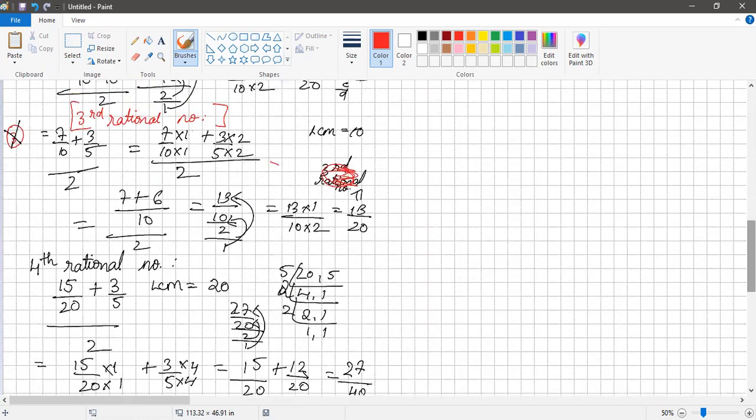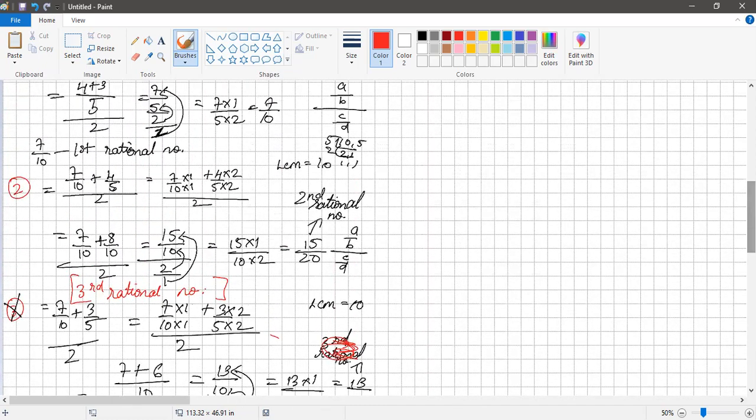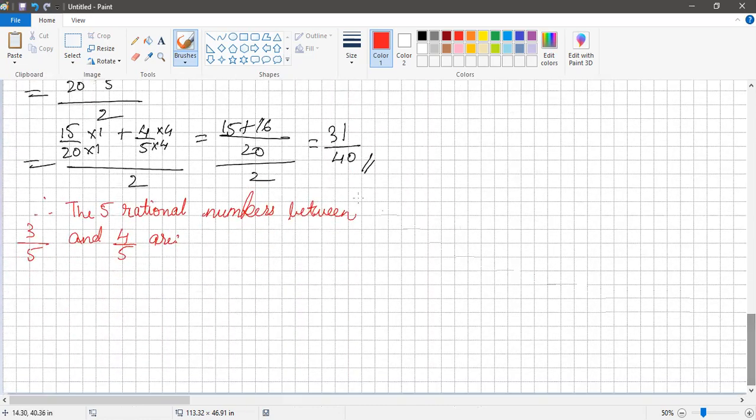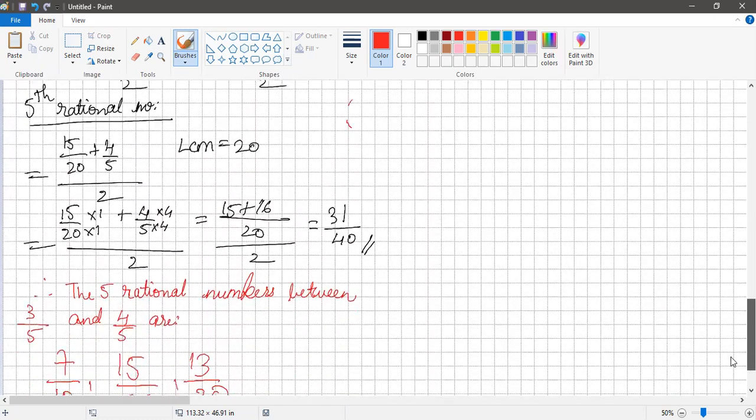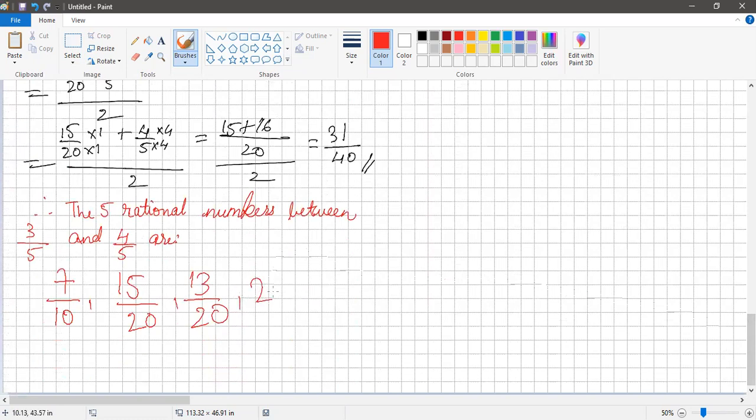So what is our first rational number? We found that as 7 by 10. Then we found 15 by 20, then 13 by 20. And after finding out 13 by 20, we found out 27 by 40, right? And finally, we found out 31 by 40. So this is your third question via the mean method.